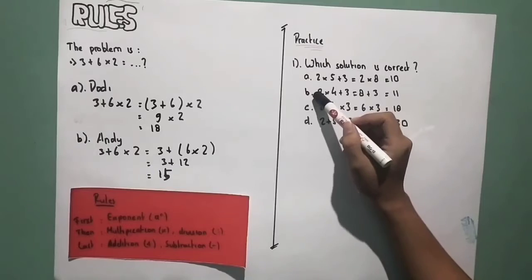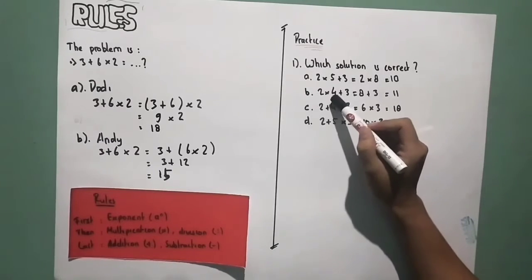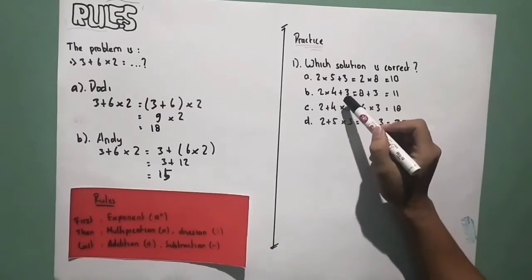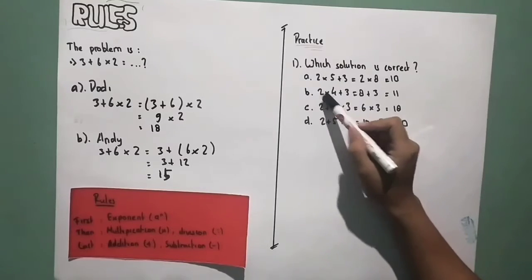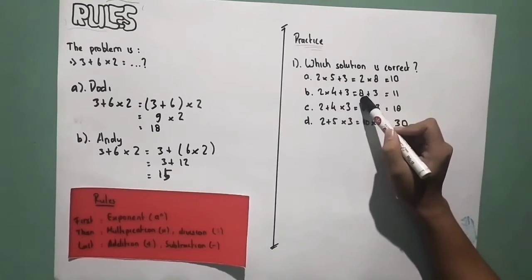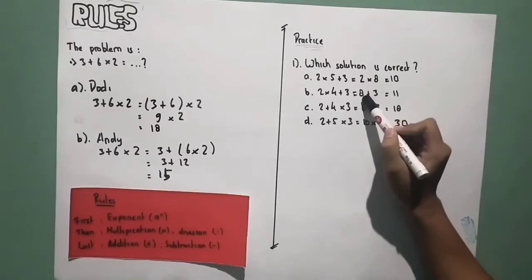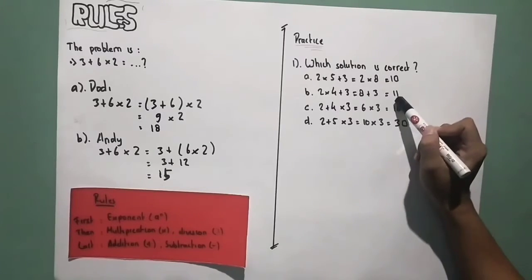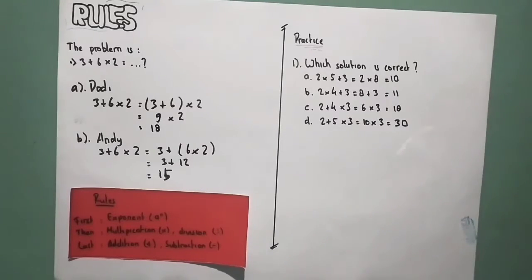Let's see the B option. 2 times 4 plus 3. Multiplication first, so 2 times 4 is 8, correct? And 8 plus 3 is 11, and correct. So the answer is B.